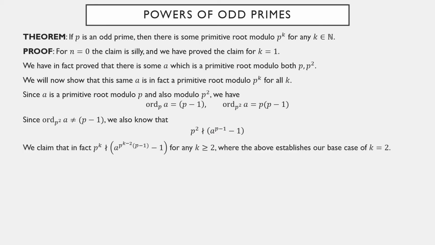Now, in fact, we claim this crazy-looking formula: p^k is not a factor of a^(p^(k-2)(p-1)) minus 1 for any k larger than or equal to 2. But observe that setting k equal to 2 exactly establishes this as a base case. p squared not a factor of a to the p to the 0 times (p minus 1) would just be 1 times (p minus 1), so just a^(p-1) minus 1. So our base case of k equals 2 has actually already been taken care of.